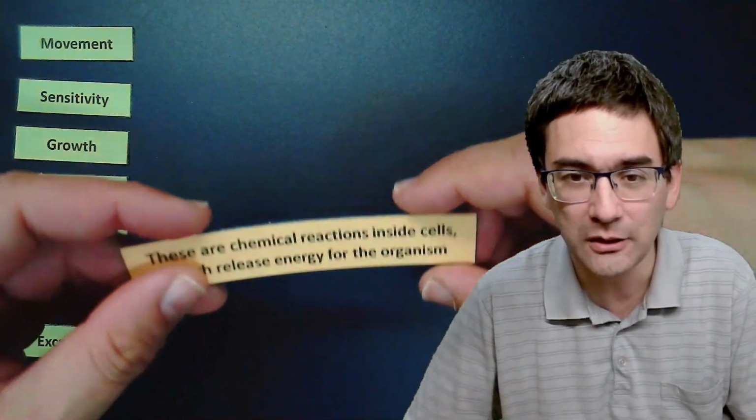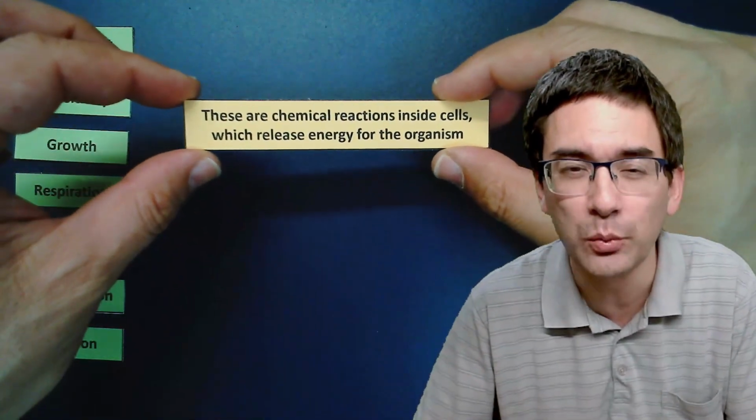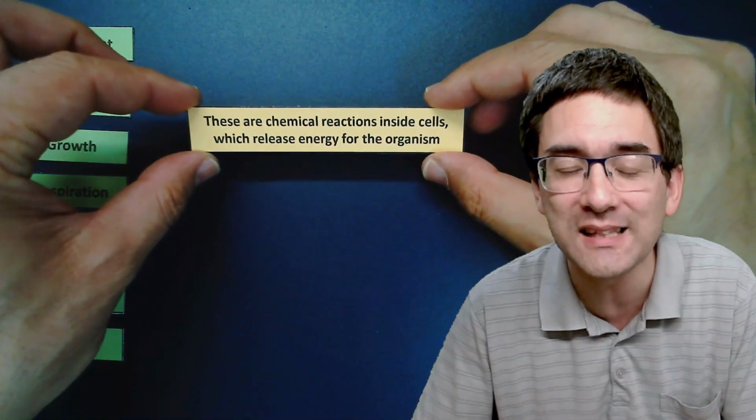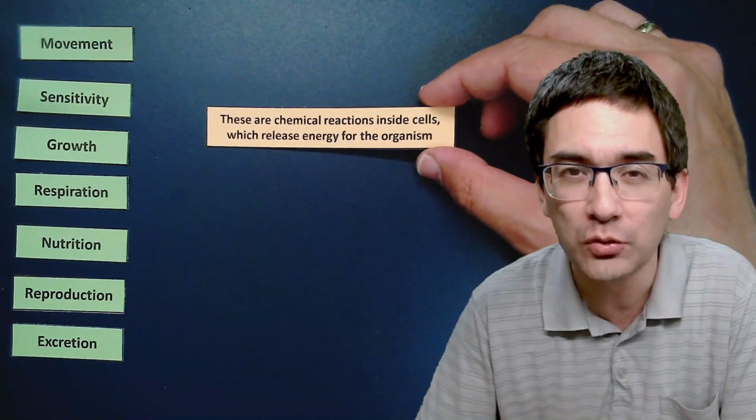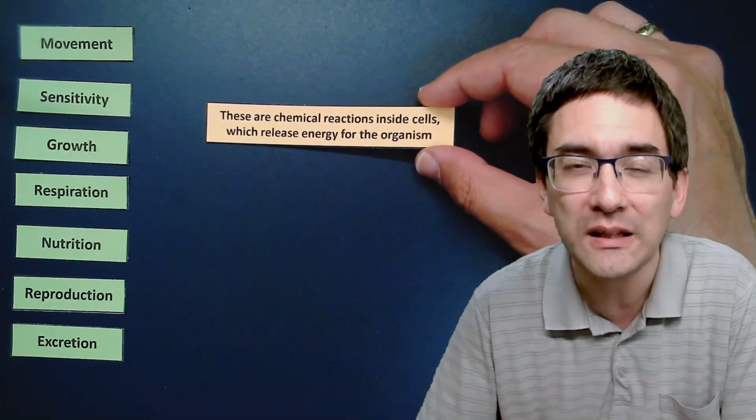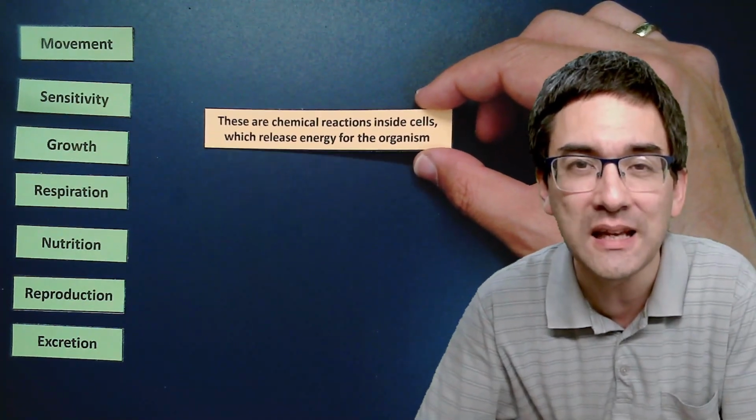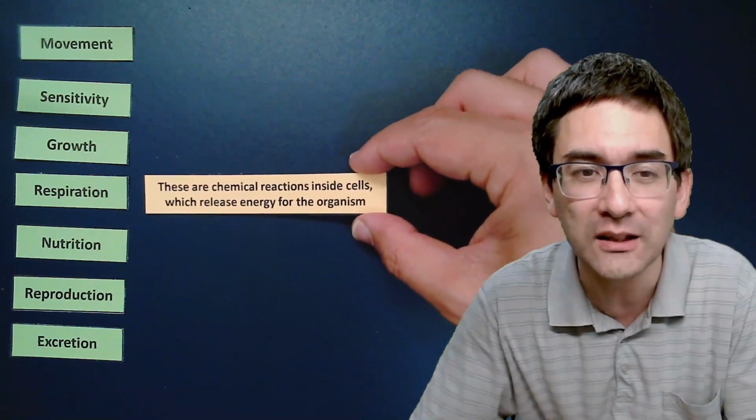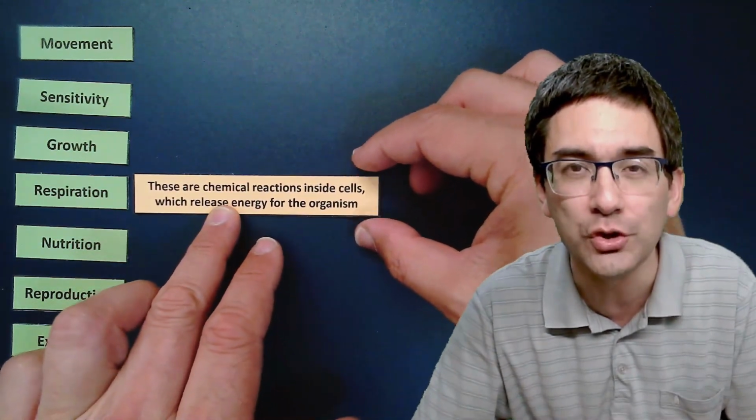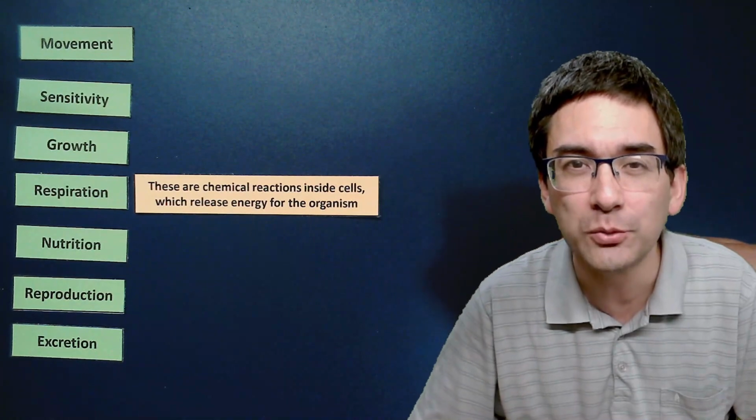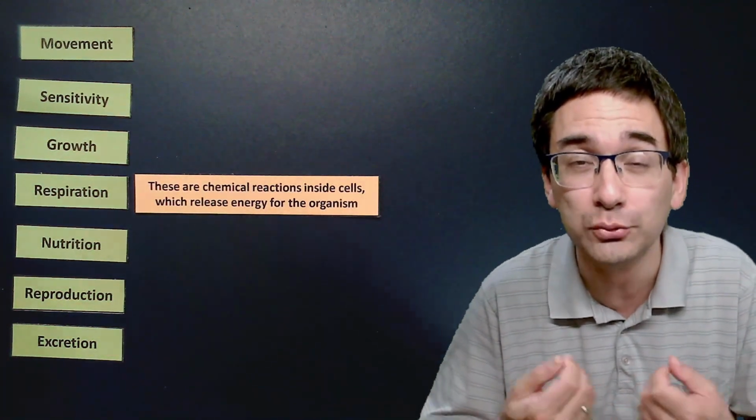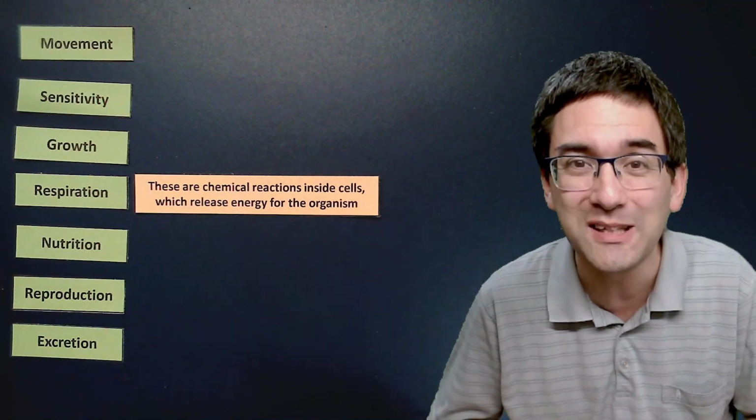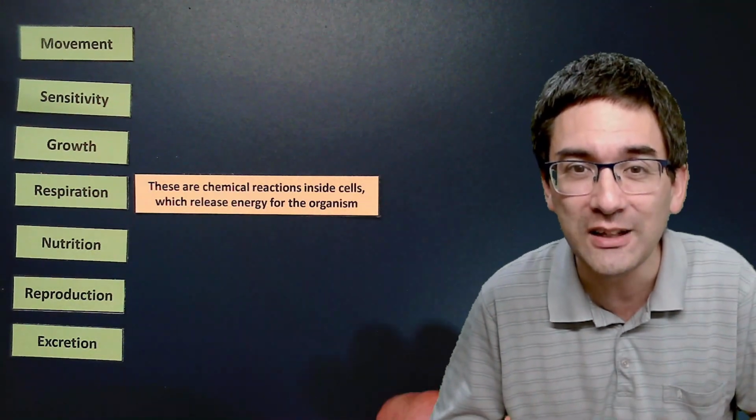So let's take the first one. I just randomly picked one. These are chemical reactions inside cells which release energy for the organism. Chemical reactions inside cells that release energy. All organisms need energy, and this is called cell respiration, or simply respiration. And when respiration happens, the food molecules that we've eaten are broken down and energy is released, because all living things need energy.